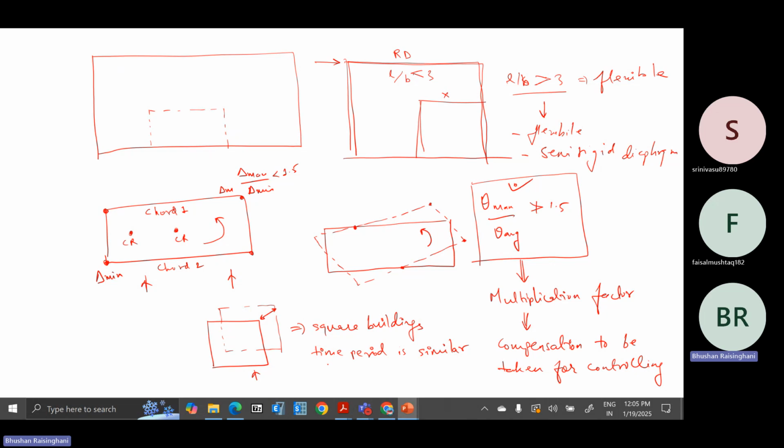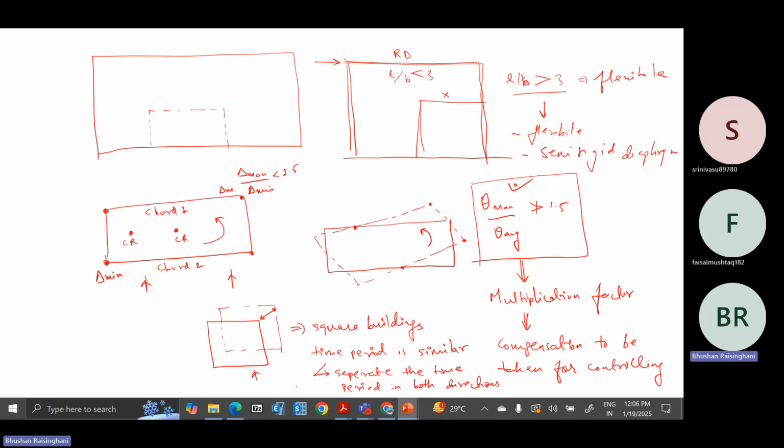So what the code is saying is that we should avoid such cases and basically avoid irregular and this square type of building. We should mostly go for the rectangular type of building with good plan aspect ratio and well distributed stiffness, so separate the time period in both directions, right?